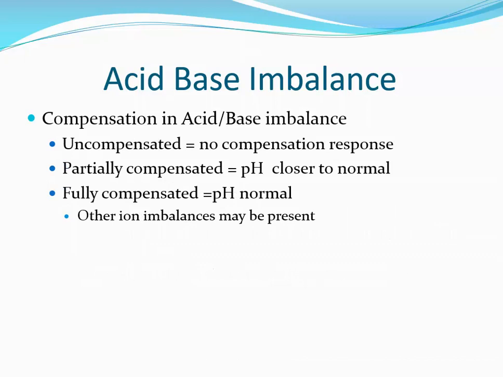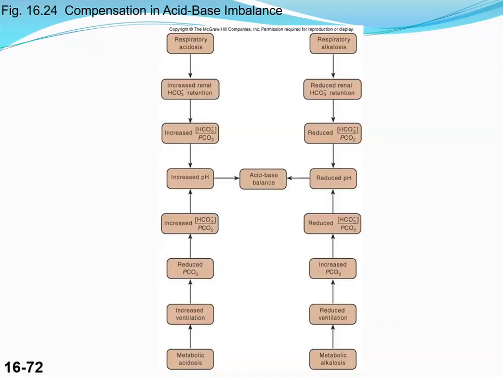So we describe a condition as being uncompensated if no compensation response is seen. Partially compensated means the pH is coming closer to normal, and fully compensated means that the pH is normal, but other ion imbalances may also be present. And again, this is just the same flow chart showing compensation.